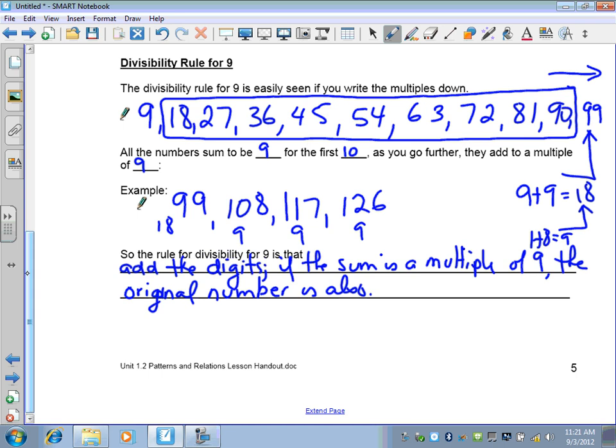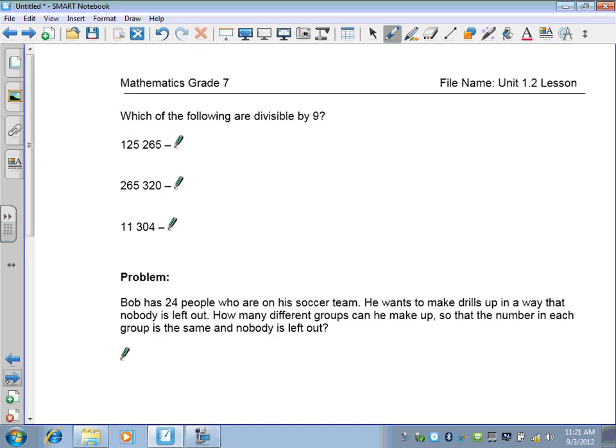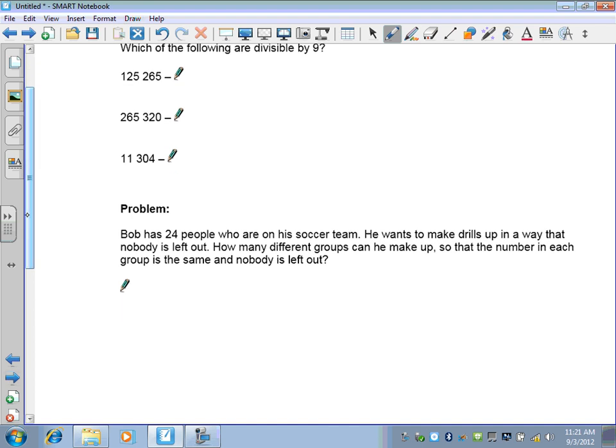Okay, so it's very similar to the divisibility rule for 3. You add up the digits and find out whether or not the sum is divisible by 9. If it is, then the whole number is. So going to the next page, I want you to pause the recording. I want you to check these 3 digits and find out whether or not they are divisible evenly by 9. So pause the recording and do them, please.